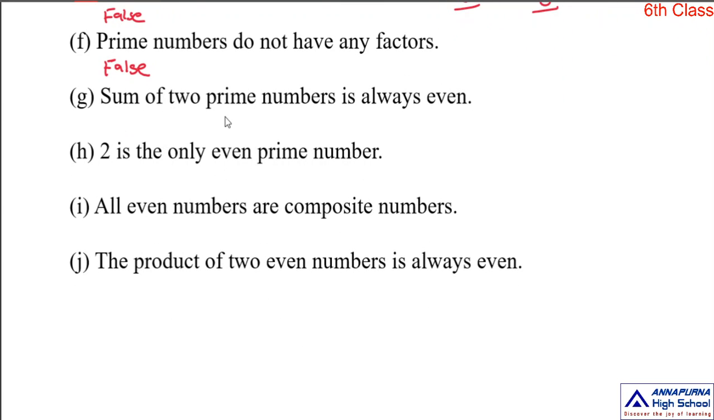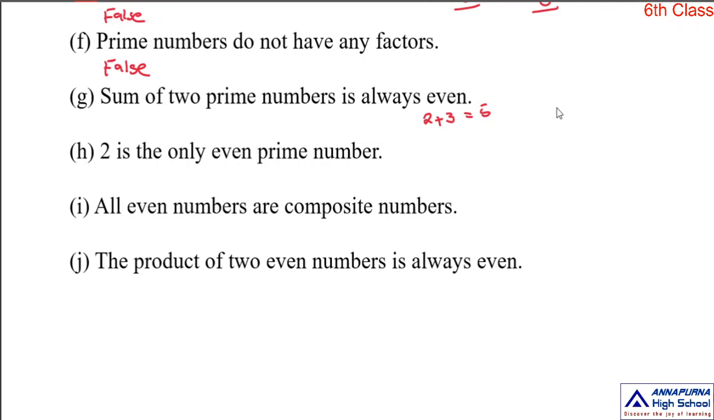Next one. The sum of two prime numbers is always even. We check with examples. Take two prime numbers, 2 and 3, and add them. 2 plus 3 is 5.